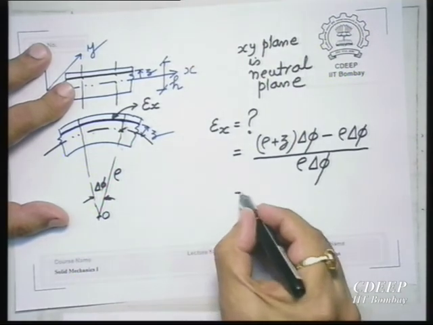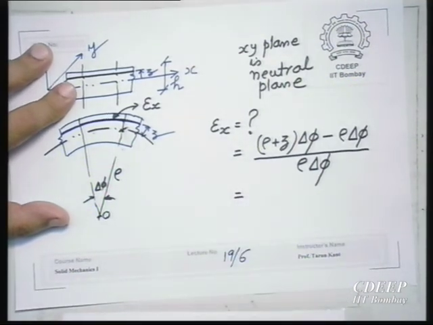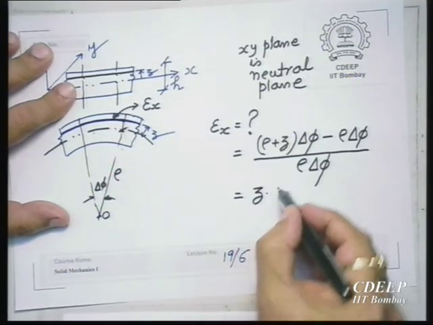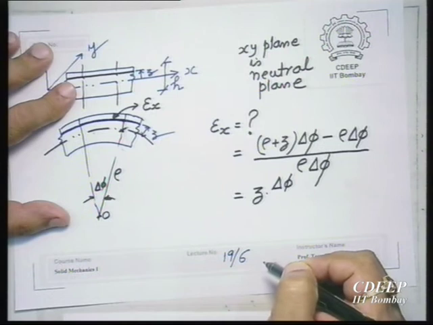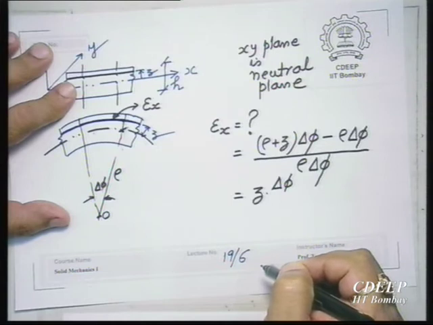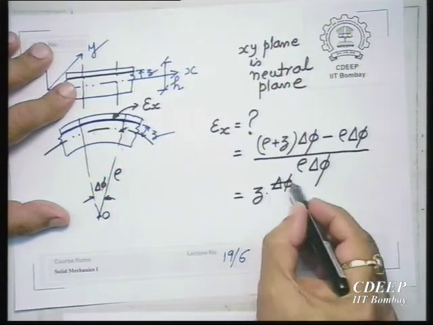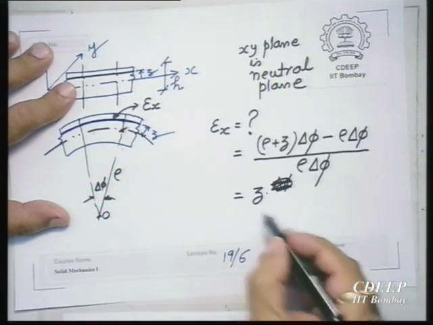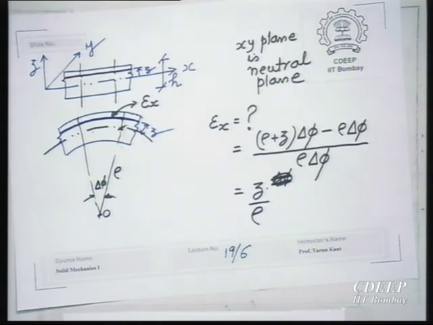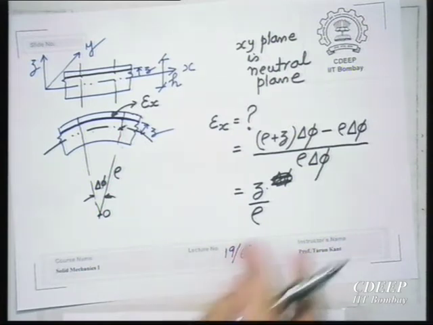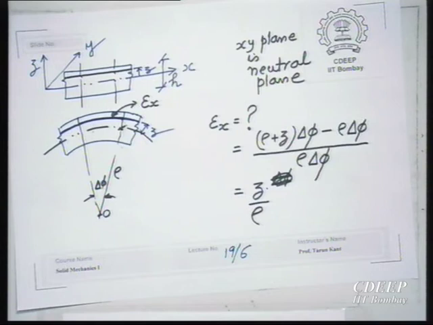So, what do you get? Zero. Somebody said zero. Z by rho d phi, anyway d phi will be there. Z by rho. Okay. We got this z by rho. So, rho is constant and z is the variable.